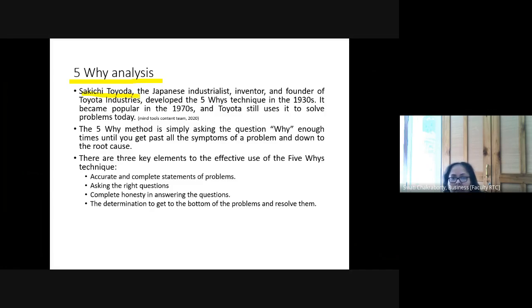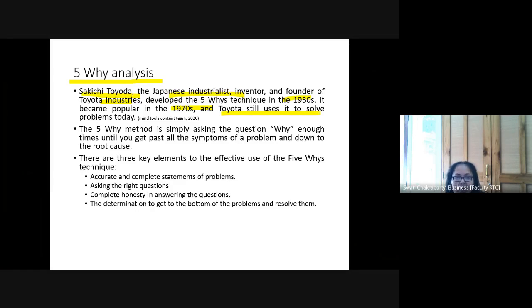Sakichi Toyoda, sorry, who was the Japanese industrialist, inventor, and founder of Toyota Industries, who developed this technique in the 1930s, which became popular in the 1970s. And the good thing about it is Toyota still uses it to solve problems today.